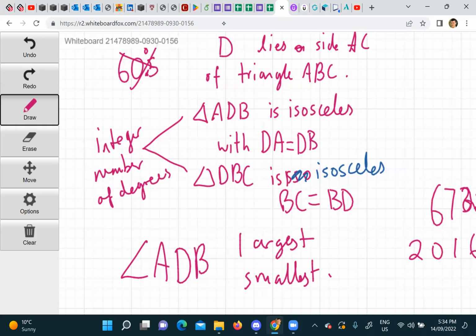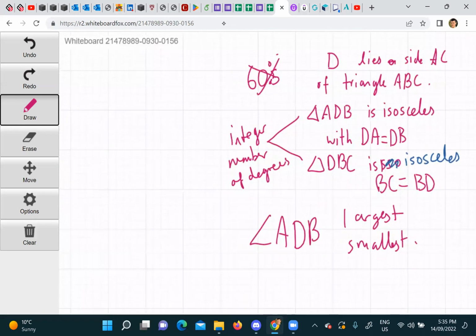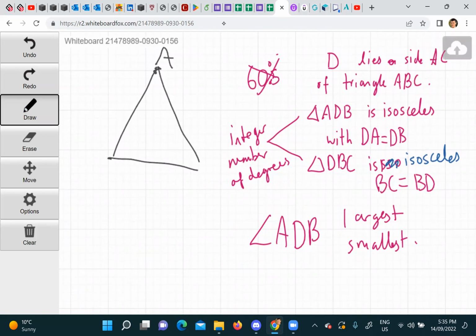Alright, so let's have a look at the diagram. It's okay to draw a diagram and it's bad; you just draw another one. So you have a triangle ABC. D lies on AC, so D is somewhere here, and you draw a line to B. ADB is isosceles, so DA equals DB. So this line here is meant to be the same length as that line, right?